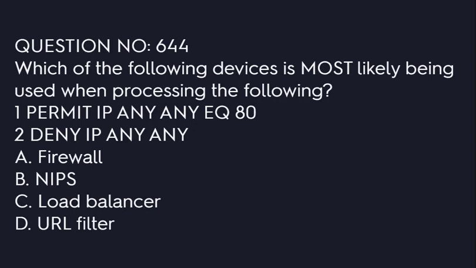Question number 644. Which of the following devices is most likely being used when processing the following? 1. Permit IP any EQ 80. 2. Deny IP any. A. Firewall. B. NIDS. C. Load balancer. D. URL filter. A.